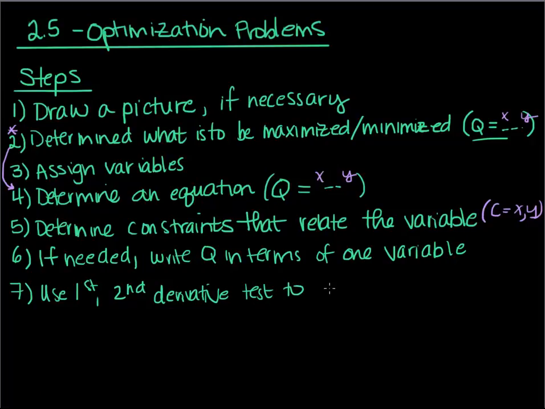To find max and mins. That's what we mean by maximizing. Find, you get it. That's what we mean then by determine what is to be maximized or minimized. So maximizing or minimizing a function is using the first and second derivative test to actually find the maximum or find the minimum of that function.